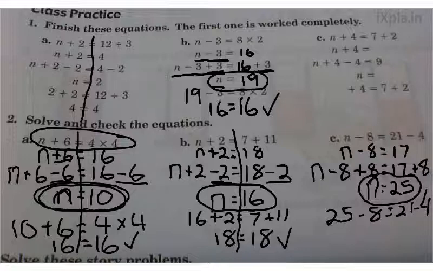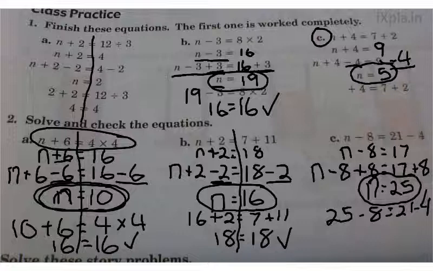Let's go up to C in number 1 at the top. They did part of it for us. They brought down the n plus 4. 7 plus 2 is 9. Let's go ahead and put that there. Then they did n plus 4 minus 4 equals 9 minus 4. The reason for that, notice they put in a minus 4 there, so we have to put a minus 4 here. 9 minus 4 is 5. And so our answer is going to be n equals 5.